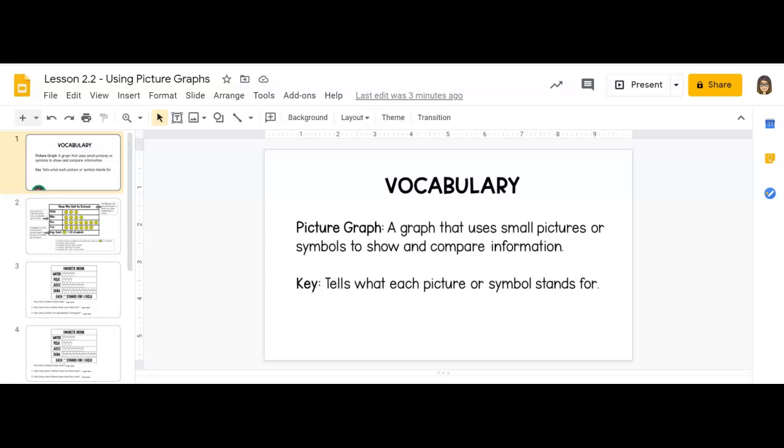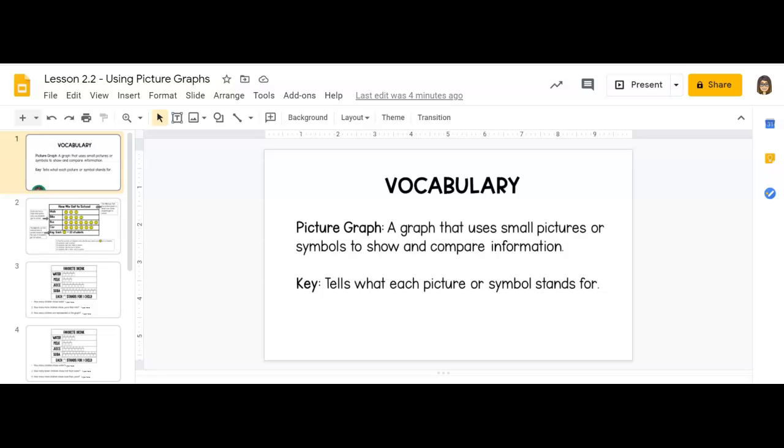Today we are learning a new lesson about graphing. Our lesson today is going to be all about how to use picture graphs. Picture graphs are a kind of graph that you have seen before in second grade, but you maybe didn't get very much practice with them. So we're going to talk all about them today.